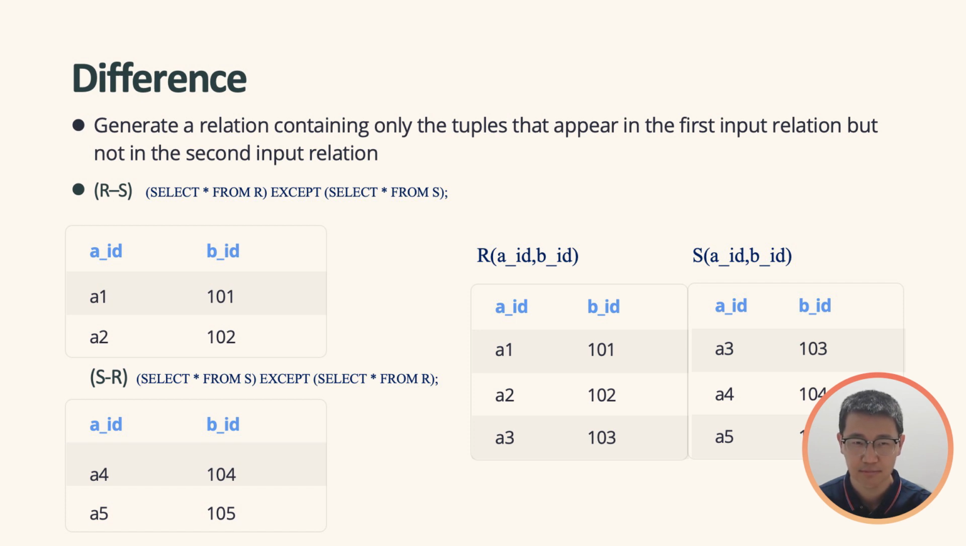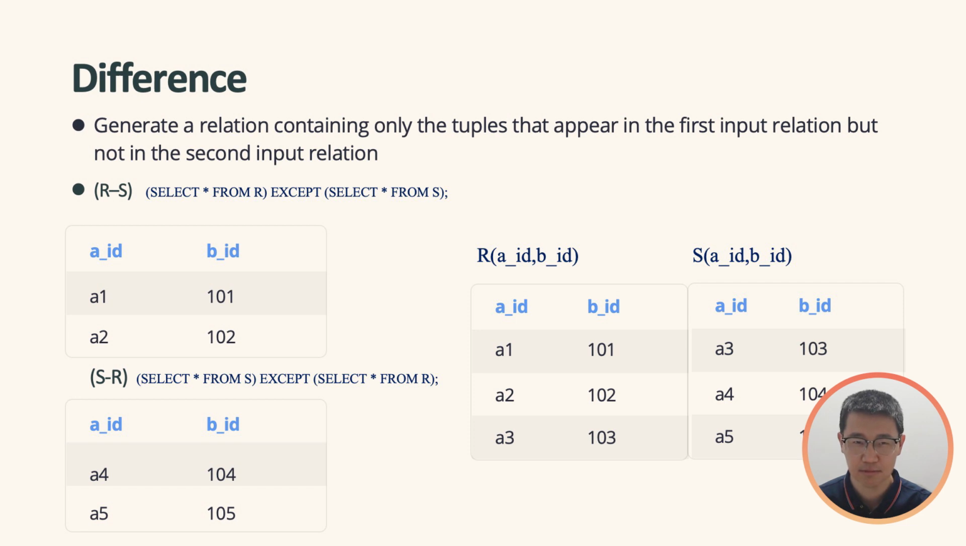The result will be the tuples that appear in R but not in S. Let's find an example. If A3 103 appears here, I'll remove it. Thus, the result would be A1 101, A2 102. Conversely, S minus R means the tuples that appear in S are removed if they also appear in R, forming another complementary relation. So the final output will be A4 104, A5 105 appear in S, and since A3 103 is already in R, it is excluded, resulting in such an outcome.